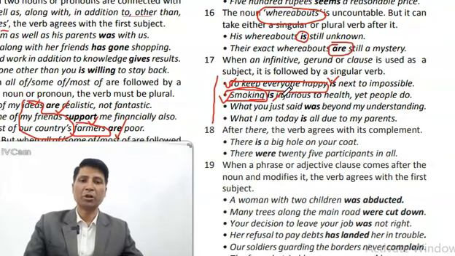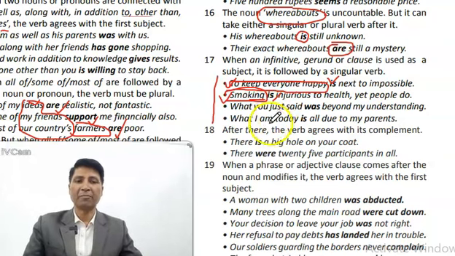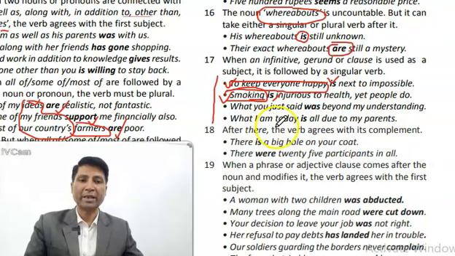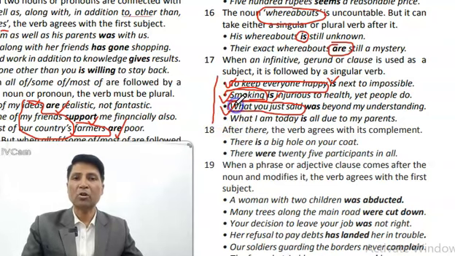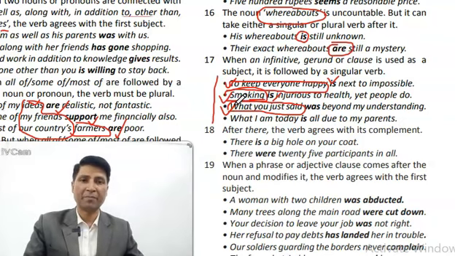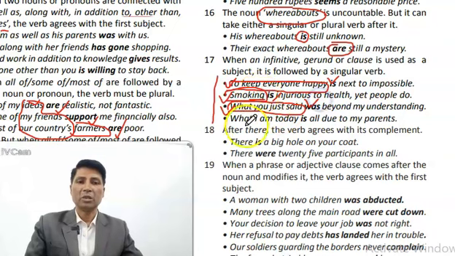Now look at example number 3. What you just said was beyond my understanding. Please pay attention. So here this part, what you just said, is actually a clause, subordinate clause. And when a subordinate clause is used as a subject of a verb, then the following verb is singular. So is the case of the last example also.